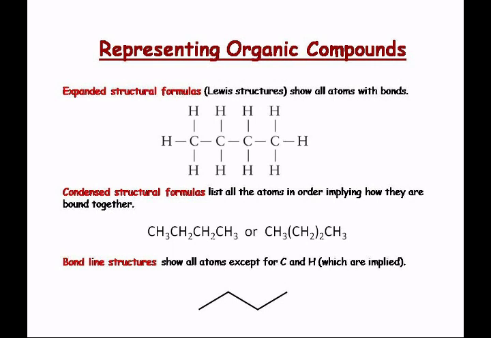Okay, now we have the condensed structural formula. This formula lists the atoms in the order, implying how they're bound together. So it shows the connectivity of the atoms. Okay? So let's take the one formula, the Lewis structure here, and let's condense it to the condensed structural formula. So if we take this piece here, condense that down, we say CH3, like that.